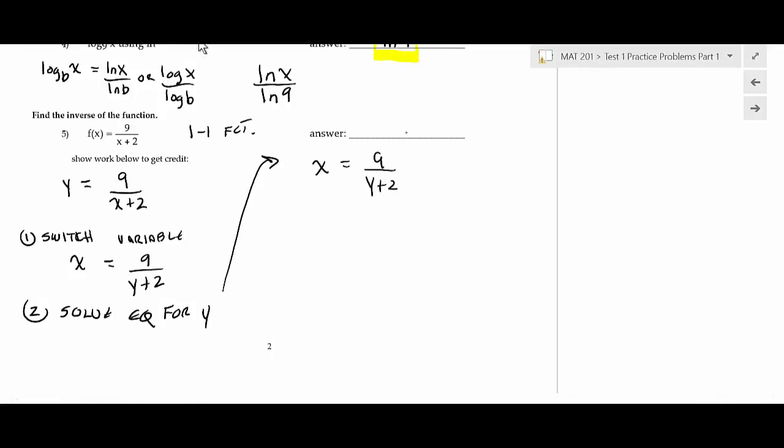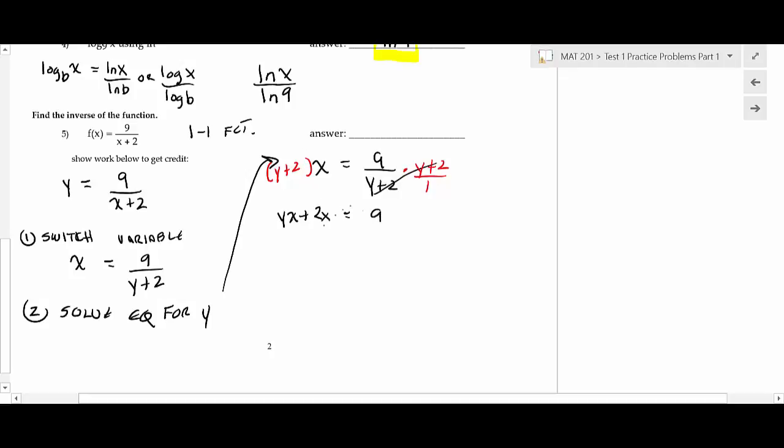Let's solve that for y. One approach is to get rid of the fraction. So you could multiply both sides by y plus 2. On this side, that's going to give y times x plus 2 times x, and that's going to be equal to 9. Now we need to solve this for y, so I'm going to subtract 2x from both sides. So we have yx equals 9 minus 2x. Then I want to get rid of the x, so I can divide both sides by x, and that will isolate the y. So I get y is equal to 9 minus 2x over x.